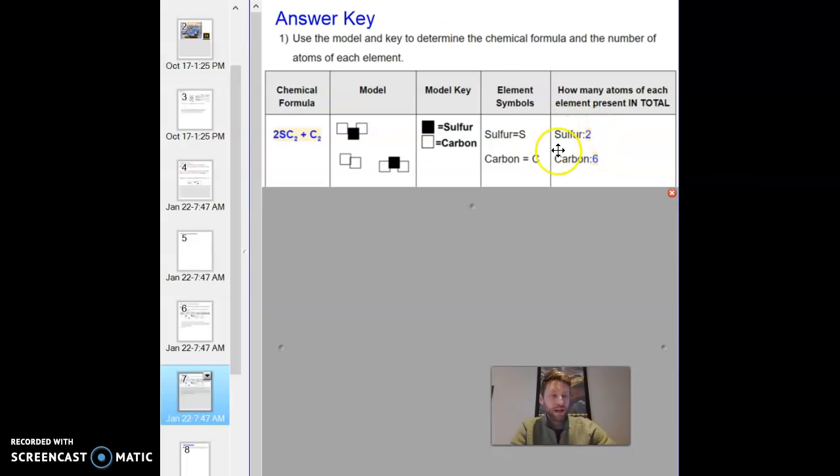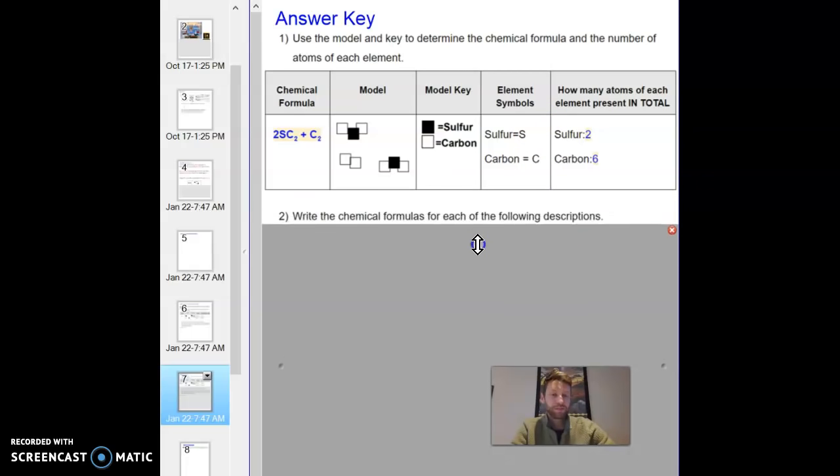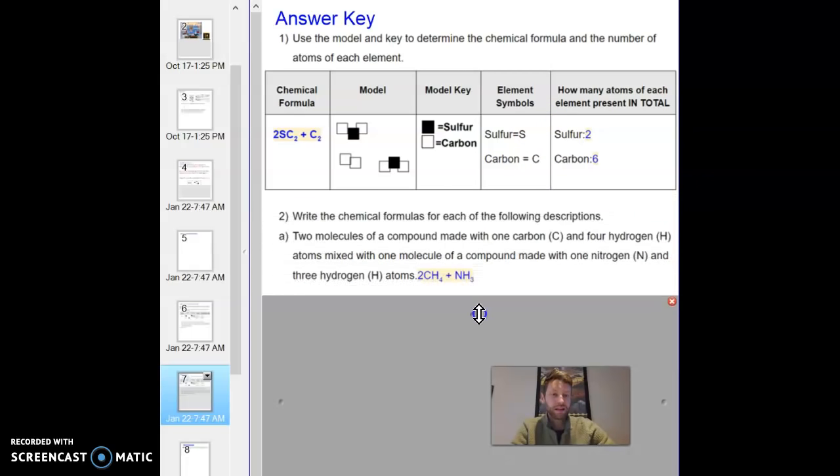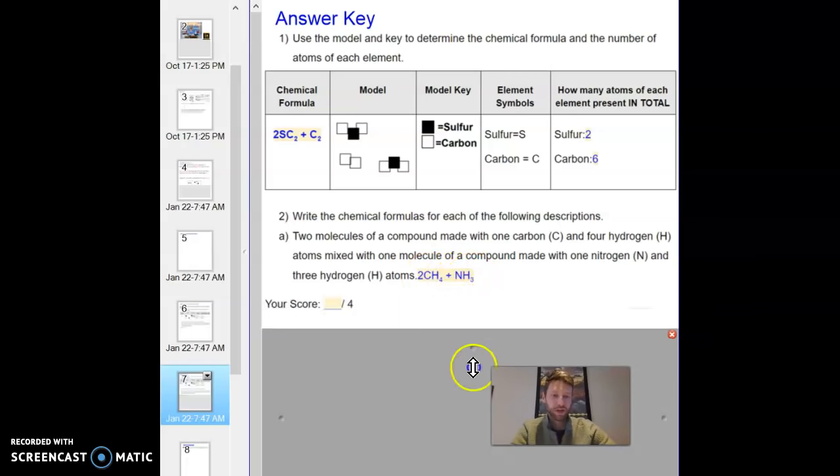Total of 2 sulfur atoms and a total of 6 carbon atoms. Give yourselves a point for each of those. And then down below, the word problem, 2 molecules of 1 carbon and 4 hydrogen atoms mixed with 1 molecule of a compound made with 1 nitrogen and 3 hydrogen atoms. Should be 2CH4 plus NH3. Just like I said before, order doesn't matter, and doesn't matter which compound you put first. Total out of 4 points, give yourself a score, and then move on to your independent practice.